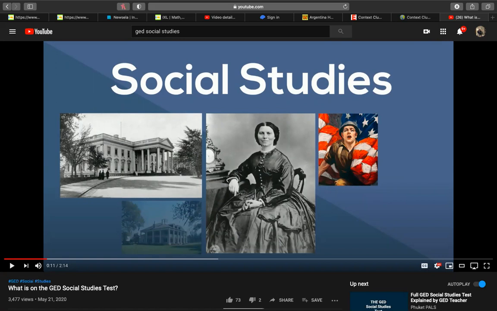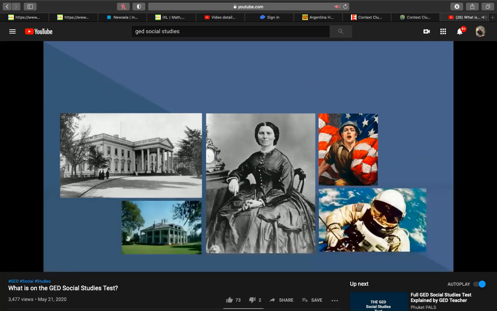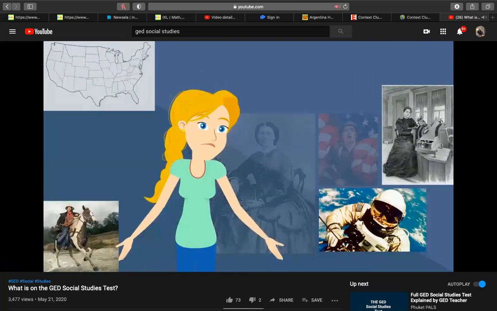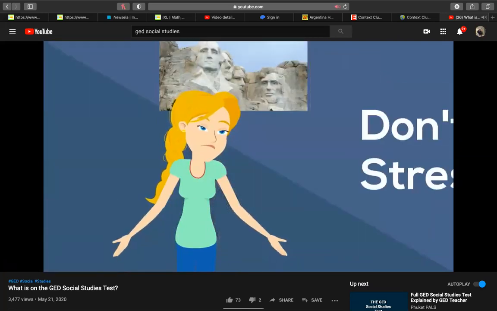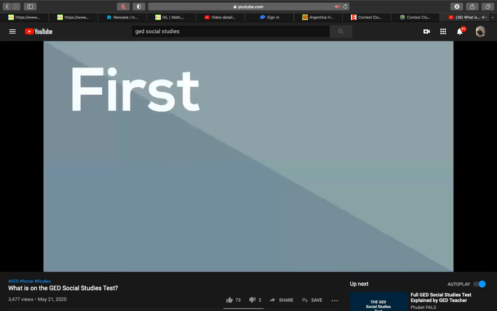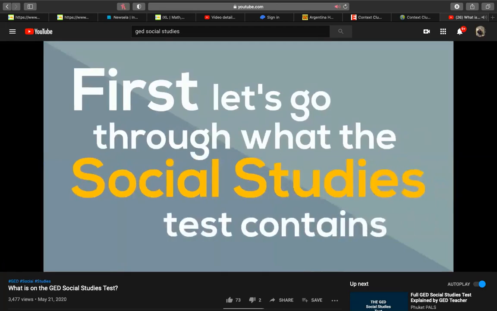So that's why we learn the three branches of government. That's why we learn the Electoral College. That's why we learn about state, local, and federal government and how they interact with each other. World and society as a whole through several topics. There's a lot of information to understand, but it's not a memorization test. Don't stress, you won't have to know all 50 state capitals beforehand, though you should. First, let's go through what the social studies test contains.